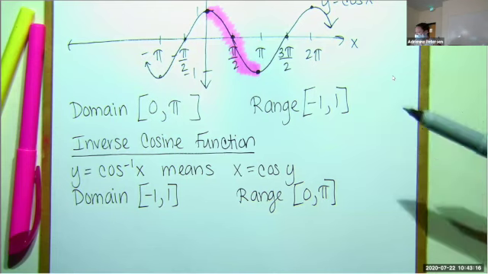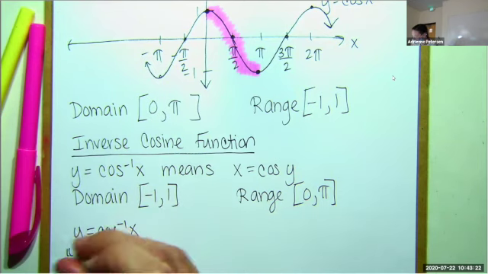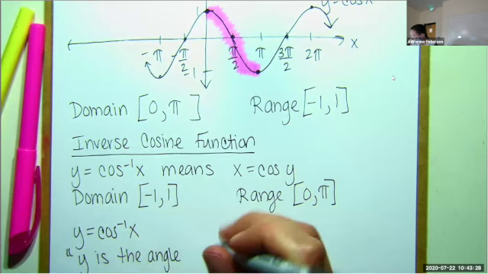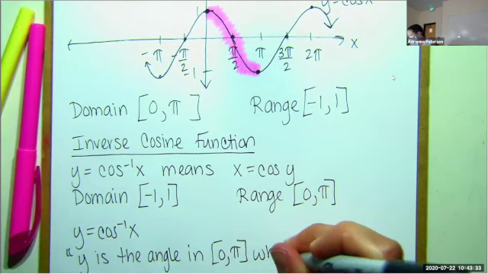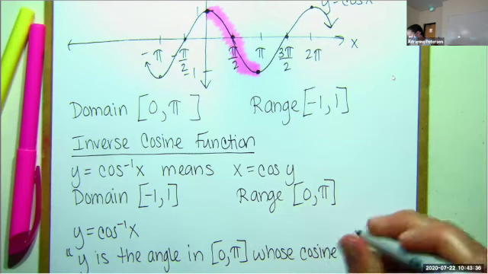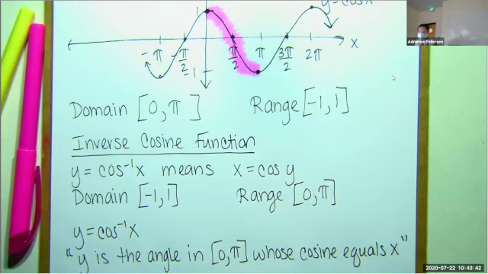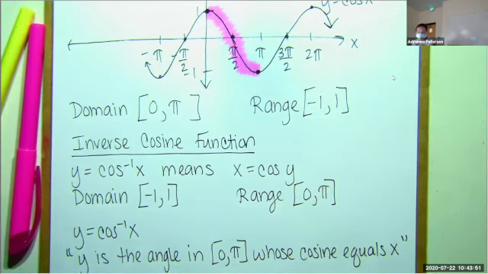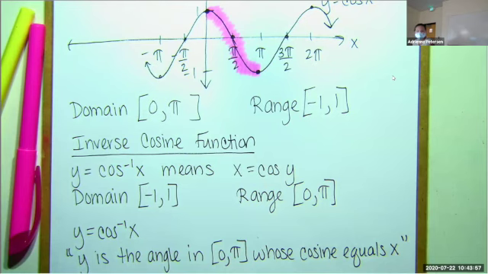Okay, so in words, if we have y is equal to inverse cosine of x, this is saying y is the angle in our restriction, which is 0 to pi, whose cosine equals x. Now, the whole reason why we need that restriction is because otherwise we'd have an infinite number of angles whose cosine was x. Okay, so this guarantees we only have one output, which means it's still a function.